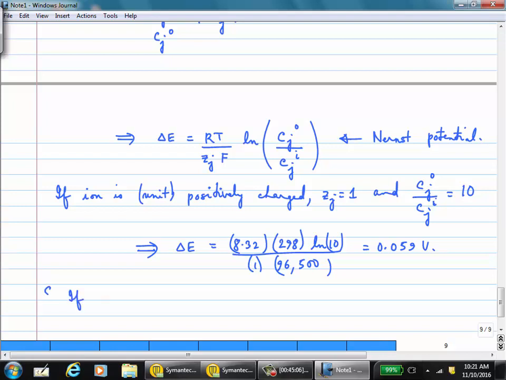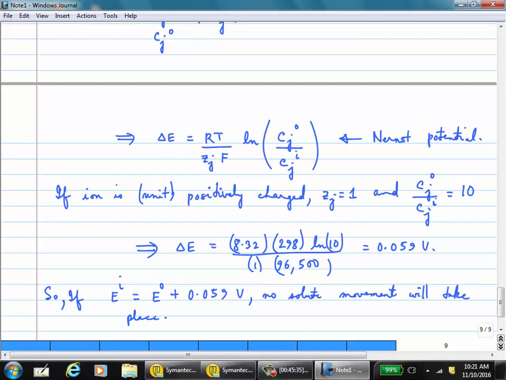So if EI, the voltage inside, happens to be the outside voltage plus 0.059 volts, no solute movement will take place. And if you actually make the voltage difference larger, then actually solute will flow out from inside to outside.